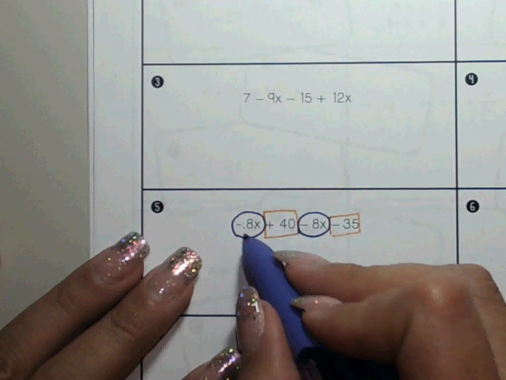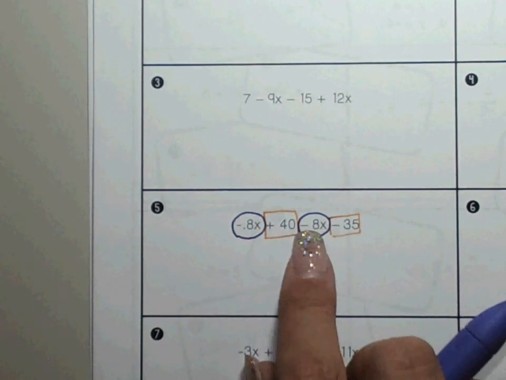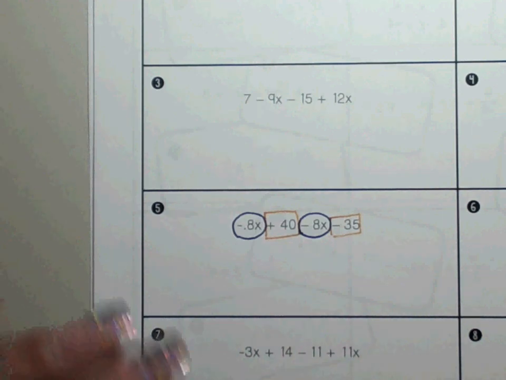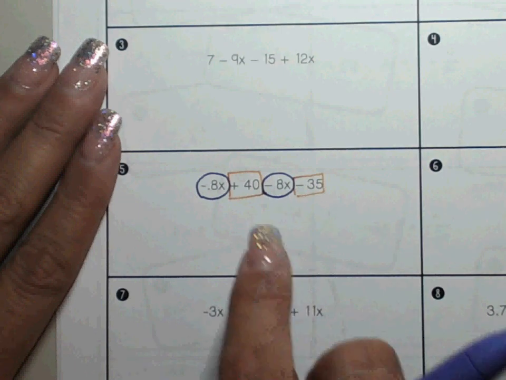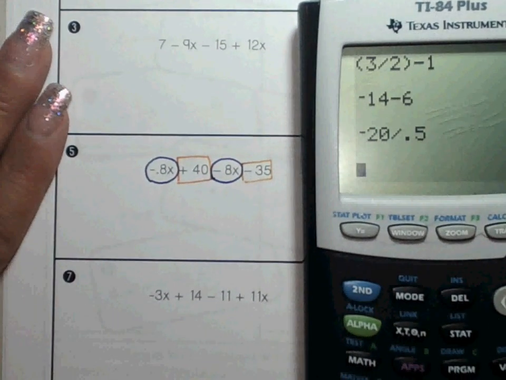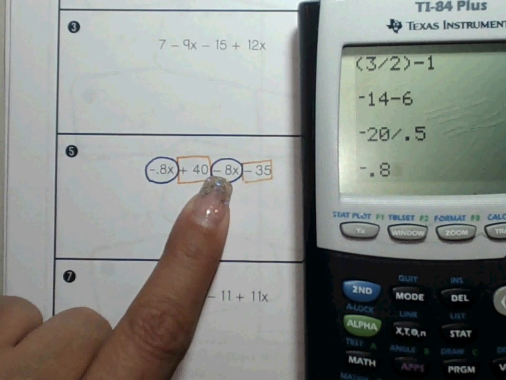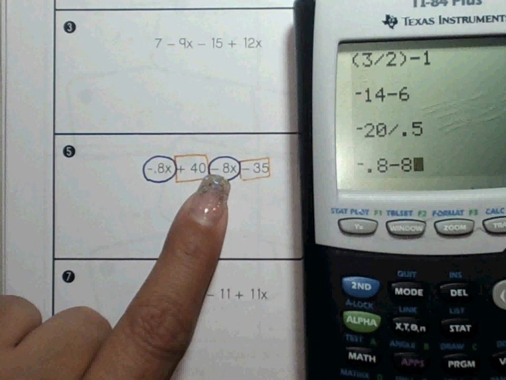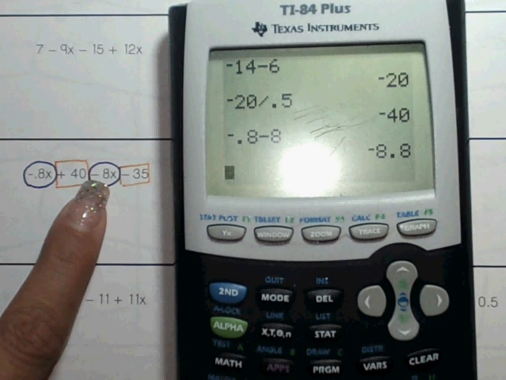Alright, I've got a 0.8 and I have an 8, and these are both negative. Because they're both negative, I already know I'm going to be adding them. So that's going to give me negative 8.8x. But if you're not quite sure, just plug it into your calculator. You have a negative 0.8, and that says minus 8. So if you just type it in exactly like you see it, it gives you the right answer of negative 8.8.